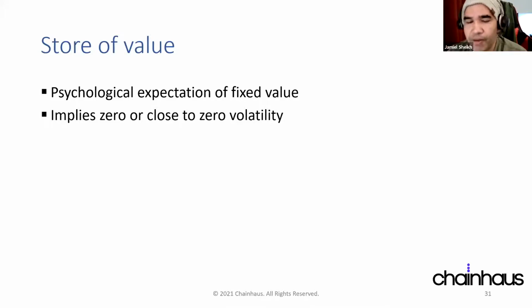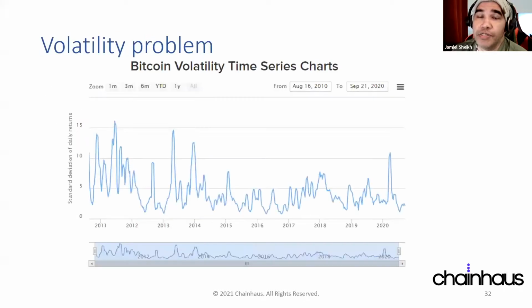If I buy one Bitcoin today for $100, let's say, and tomorrow it might be worth 300 or it might be worth 50, I don't know, right? So that can't be a store of value, as a currency. That can't be the case, right? It's not reliable enough. And if you look at the volatility, here's a volatility chart of Bitcoin, and you can see the volatility going up to 15, right?